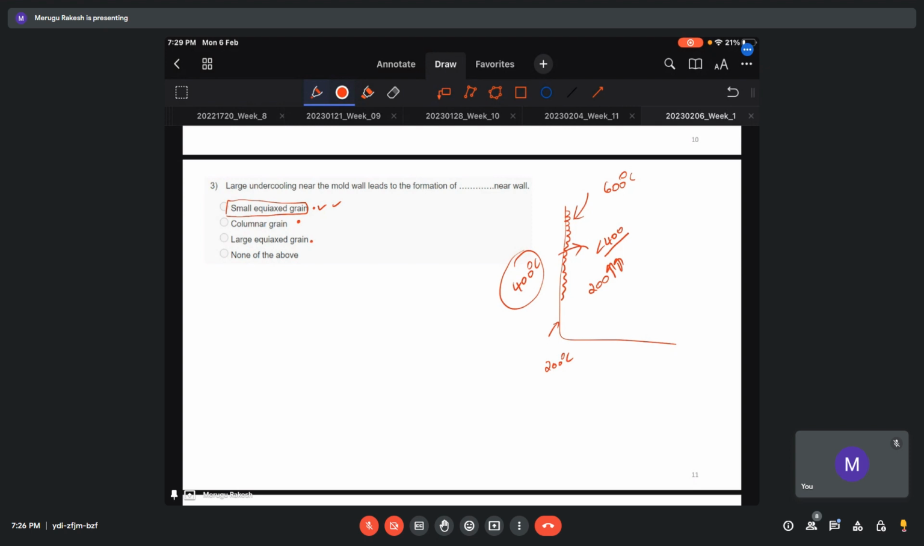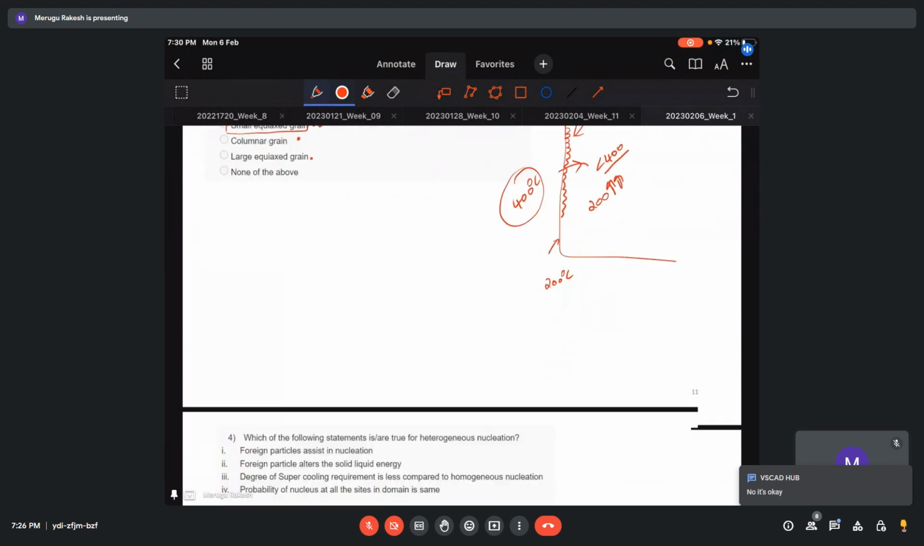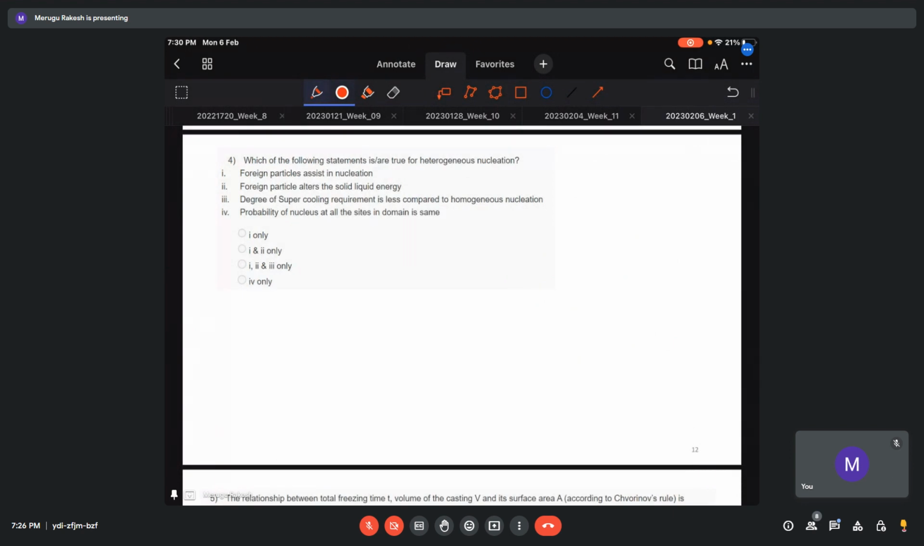Not the larger ones. If you want to get larger grains, I should have a constant reduction. Okay. Any doubt in this question? Next question then. Just take some time and spend. We'll see.